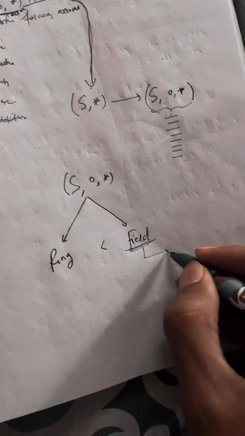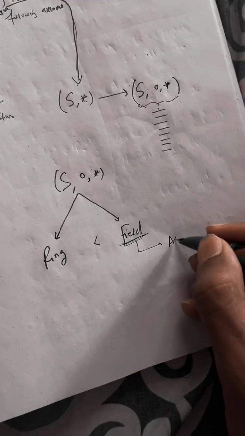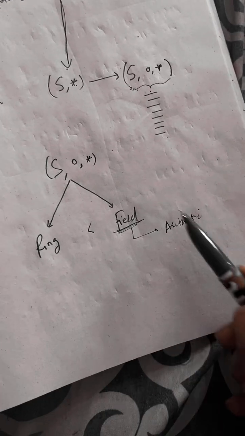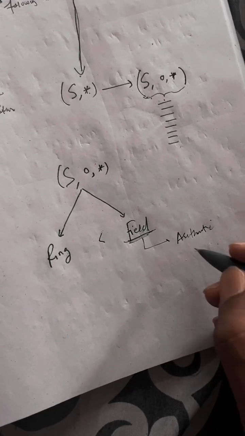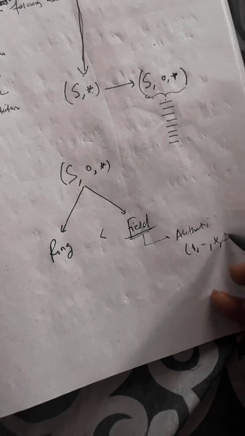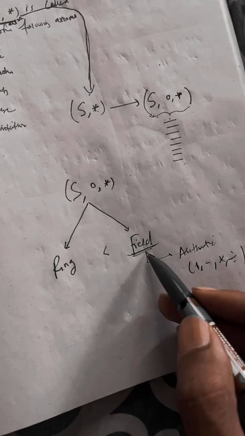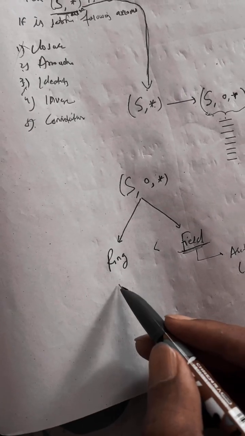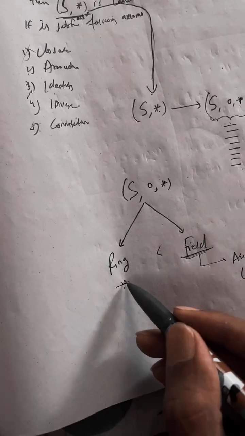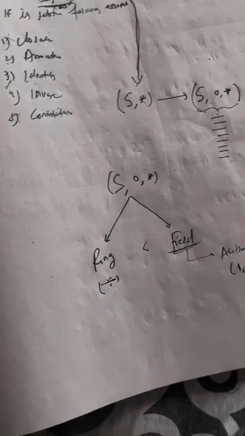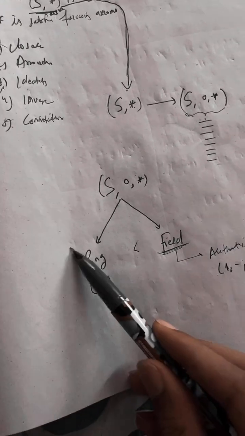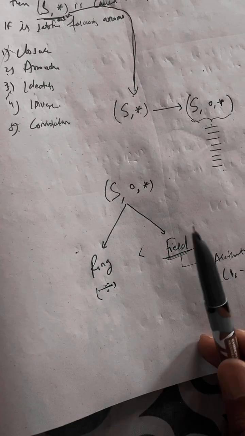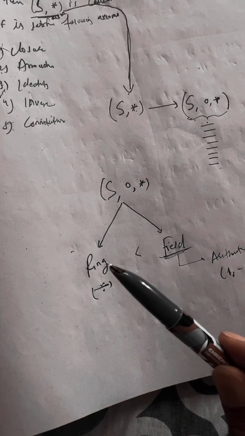A field can help us do all arithmetic, which is plus, minus, multiplication, division, everything you can do in the field, right? In a ring, you cannot do division, okay? I'm not going to explain what the axioms for ring and field are, okay?